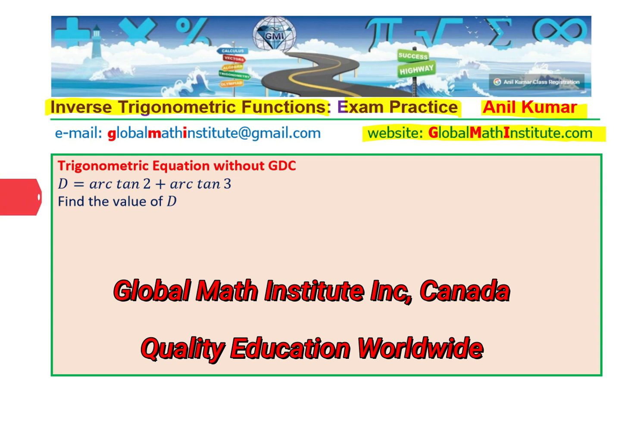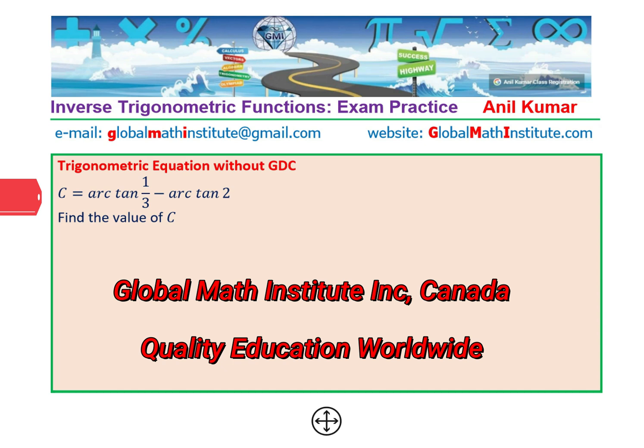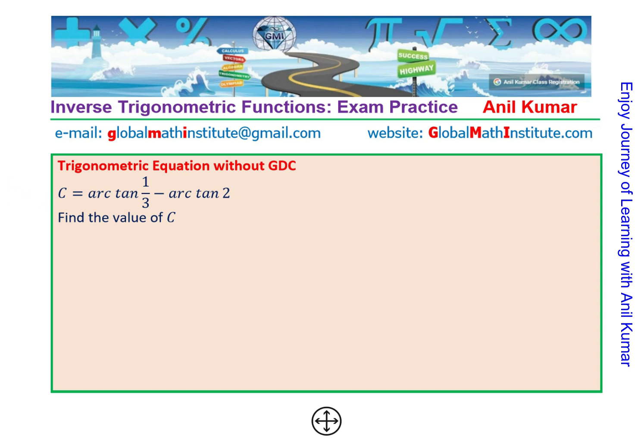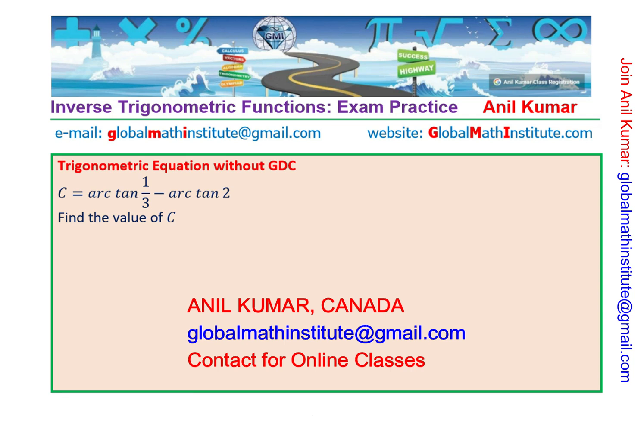We need to find the value of D. And here we are given C as arctan 1 over 3 minus arctan 2. Find the value of C. So the method is very similar for both of them. Let us solve and try to understand why the answers are different, even when we get the same result at the end. So very important question.